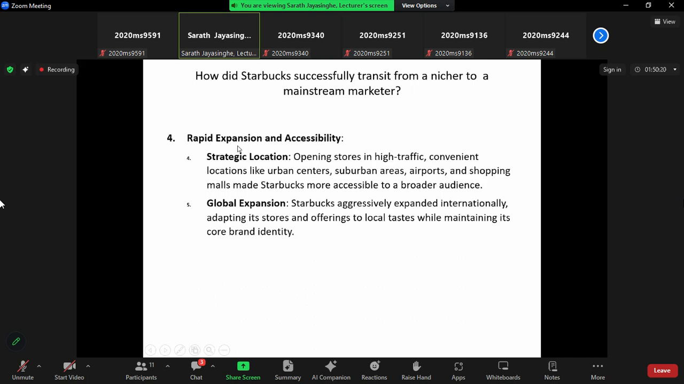And rapid expansion of accessibility. Strategic location: you are using crowded, high traffic, convenient locations like urban centers, suburban areas, airports, and shopping malls. Most of the airports have this kind of shops, cafes. Shopping malls made Starbucks more accessible to a broader audience, right? Wherever you go, you can have access to this kind of coffee shop. Global expansion: Starbucks aggressively expanded, intentionally adapting its stores and offerings to local taste while maintaining its core brand identity.